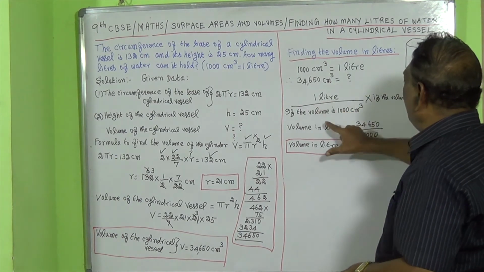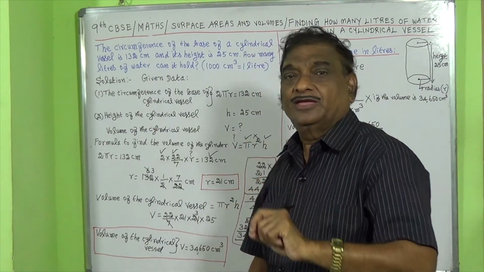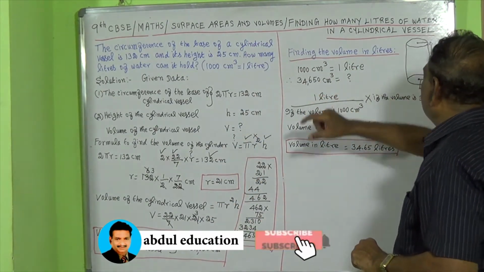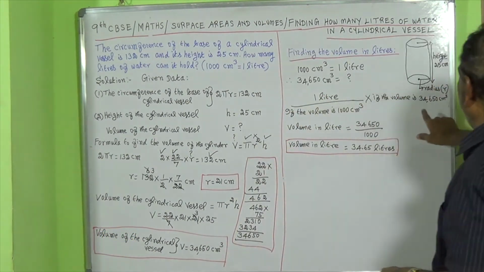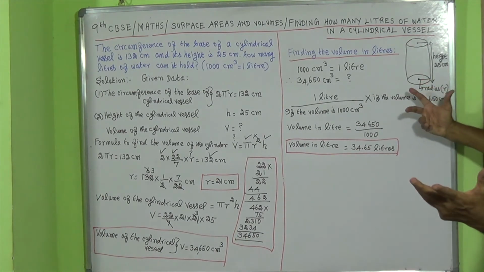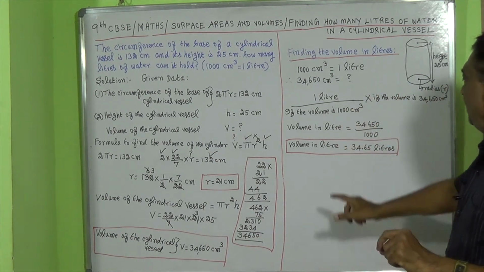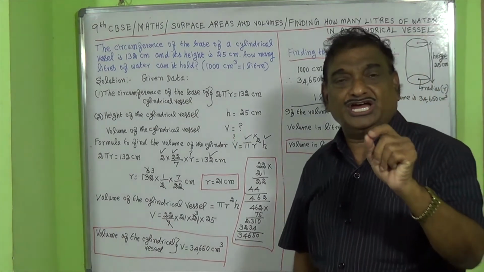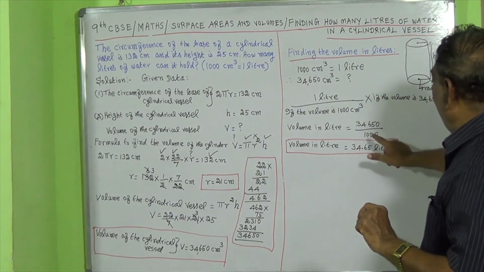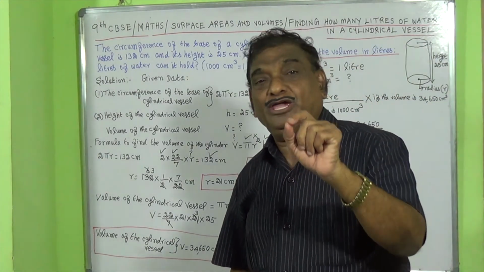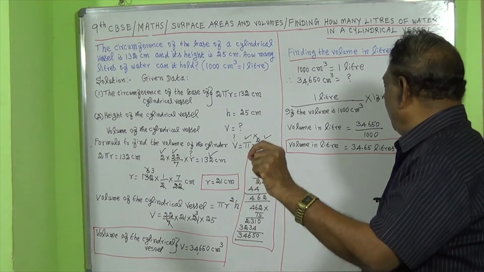So what is the meaning of this fraction? If the volume is 1000 centimeter cube, it is 1 liter. Therefore, if the volume is 34,650 centimeter cube, what will be the liters? If we remove the words, we get volume in liter equals 34,650 by 1000. If we divide 34,650 by 1000, we will get the volume of the cylindrical vessel in liter as 34.65 liters.